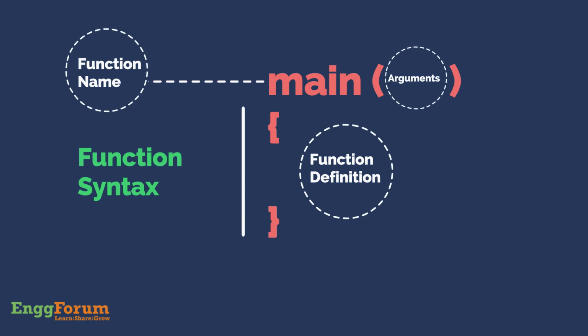A function should have a function name. The function name should be followed by brackets. These brackets can have arguments or values. Right after you close the brackets, we have curly braces. Between the start and end of the curly braces, we have the code written for the function.